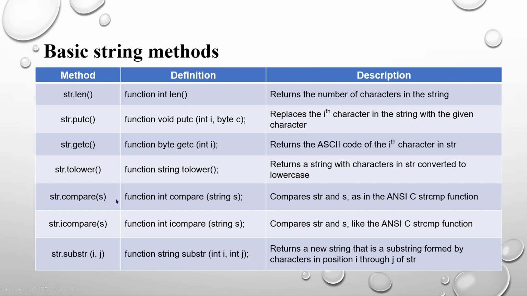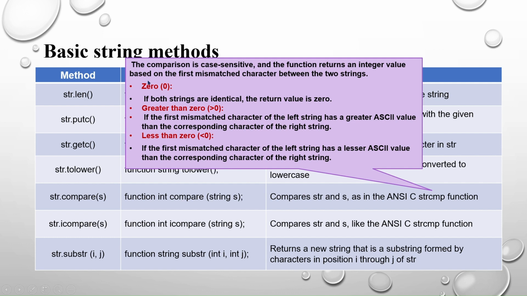So next one is the string.compare method. It's used to compare two strings, this str and s. Here it will compare in a lexicographical manner. Lexicographical manner we have already discussed, so in that manner it will compare. Basically it will not only return 0, it will return 0, positive values and negative values. Okay, how, I'll tell you.